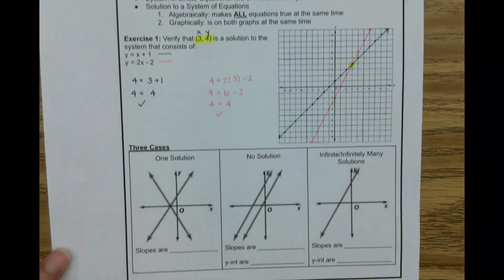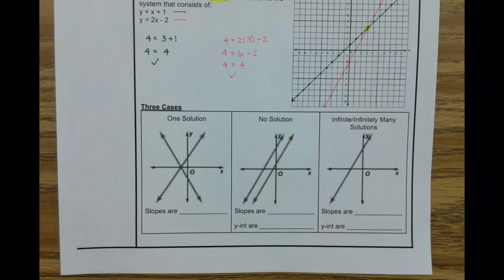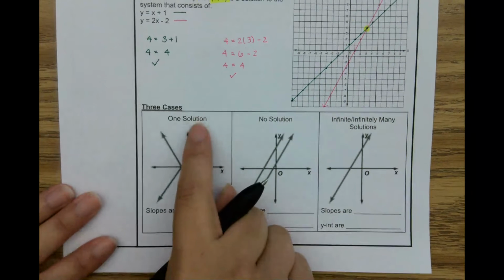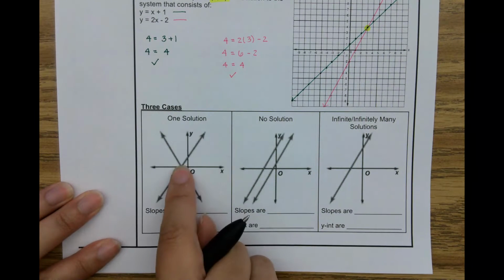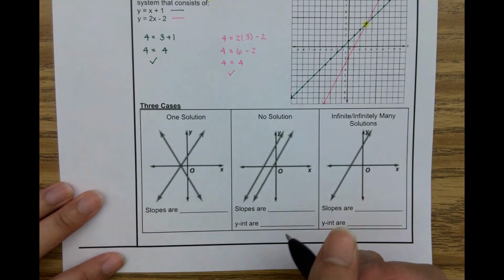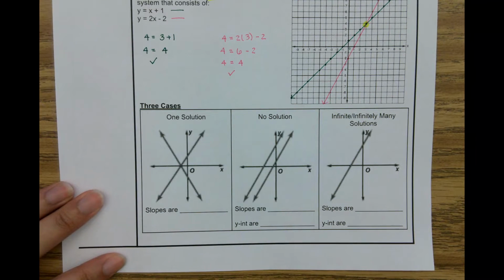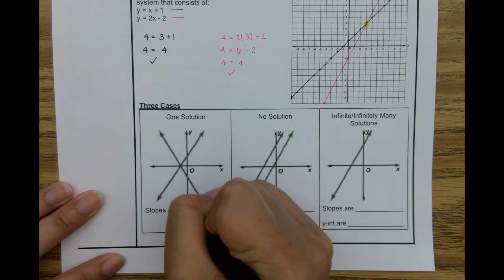So when we're solving for systems, there are 3 different cases. Okay? The first case is kind of like what we saw here. It has one solution, which means that the graphs of the lines touch at one place. And we know that we will have one solution when the slopes are different.